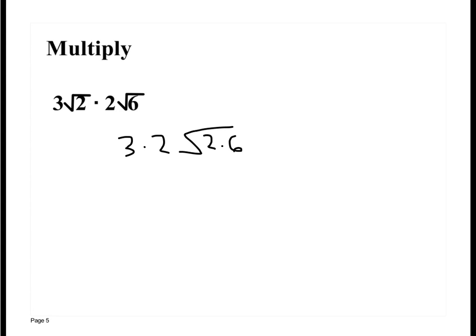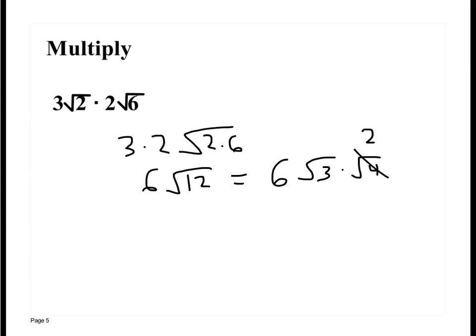All right? So it's the same as if there was a variable there. Now you multiply what was on the outside, which gives you 6. The inside gives you 12, which we can split up into 3 and 4, which gives me 2. So I do 2 times 6, which is 12 square root of 3. And there's my answer.